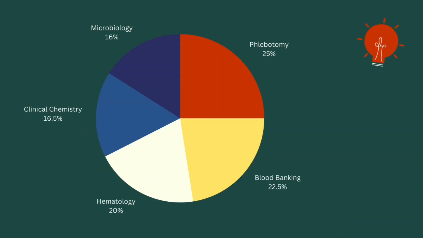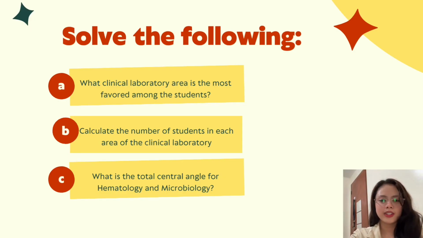So we have microbiology 16%, phlebotomy 25%, blood banking 22.5%, hematology 20%, and clinical chemistry 16.5%. Now, let's find out the answers to these questions.